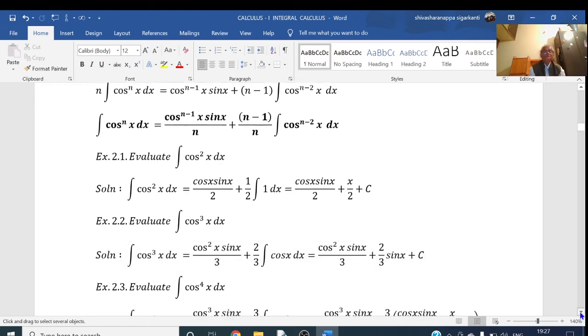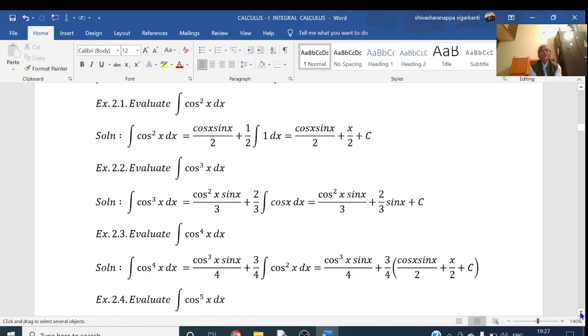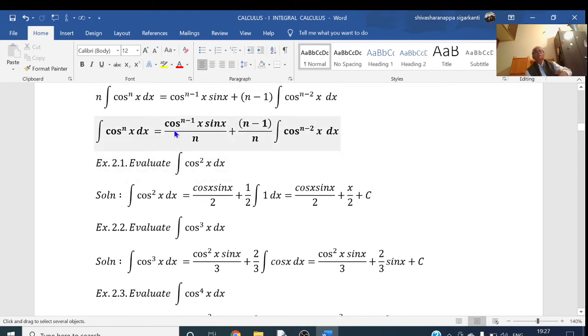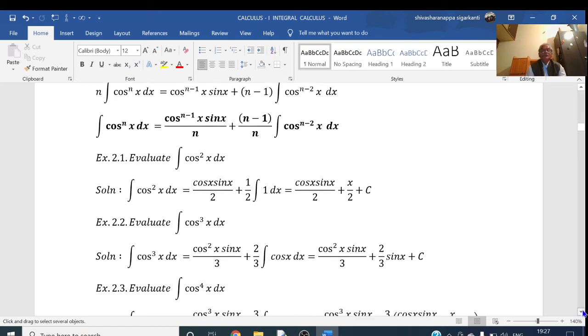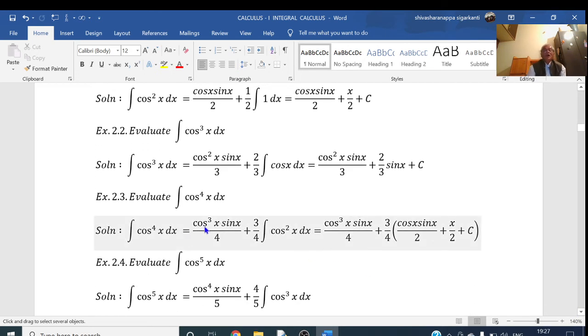Next example, evaluate the integral of cos x to the power of 4 dx. Here n equal to 4. If I put n equal to 4 in the reduction formula, I will get cos cube x sin x by 4 plus 4 minus 1, that is 3 by 4, into the integral of cos square x. So cos 4th x integral is cos cube x sin x by 4 plus 3 by 4 into the integral of cos square x dx.